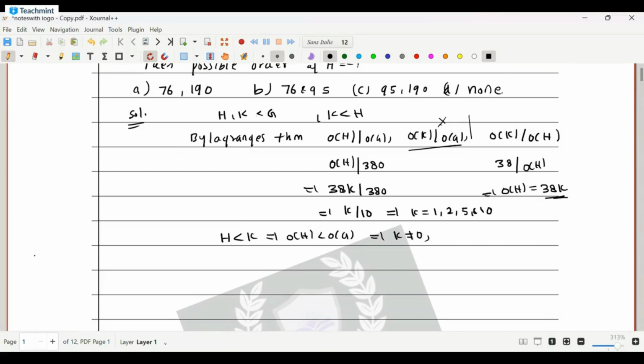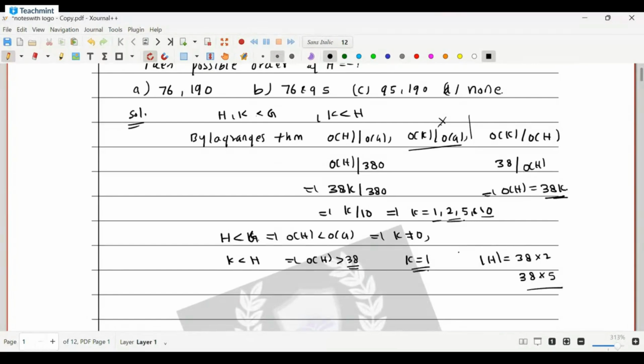And also K is a proper subgroup of H, and H is a subgroup of G. That means the order of H should be greater than 38, so k is not equal to 1. So these two are not possible. The only possibilities are k equal to 2 and 5. Therefore, the order of H is 38 into 2 or 38 into 5.